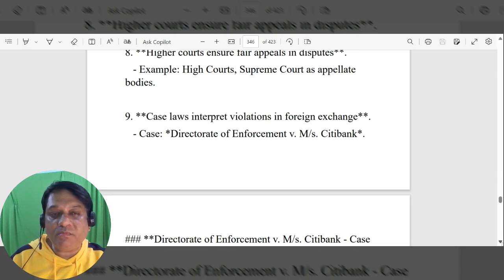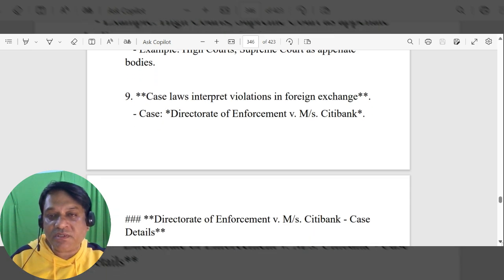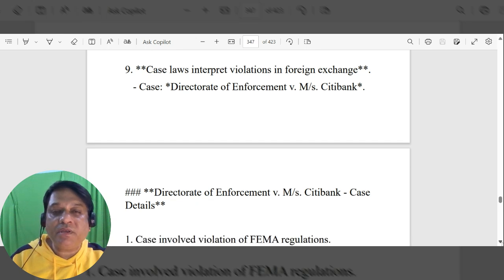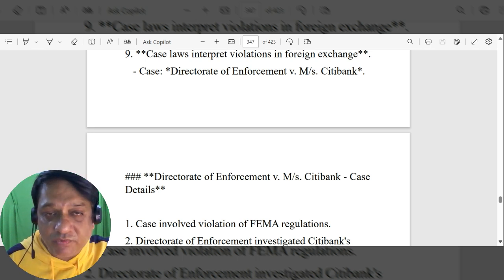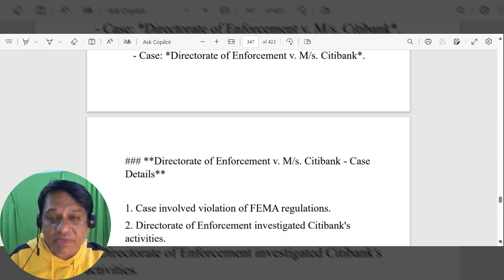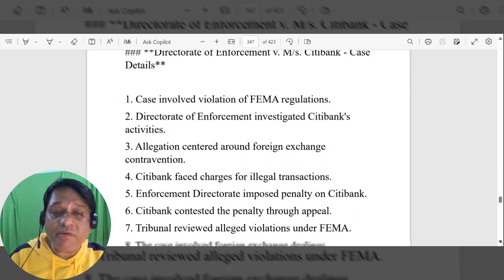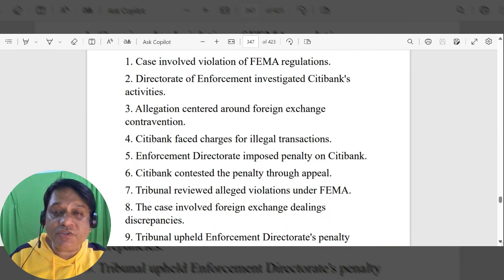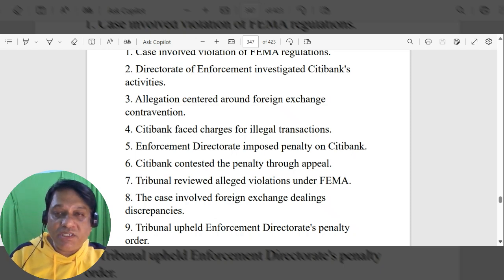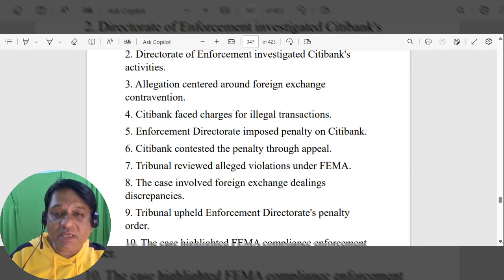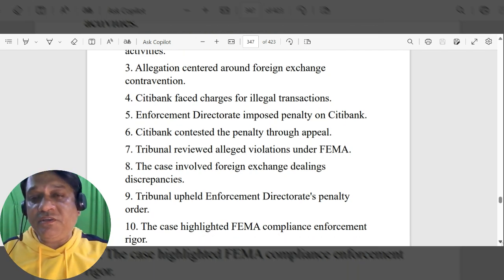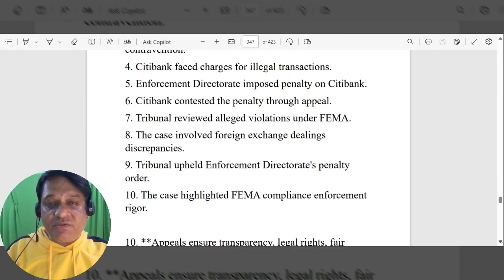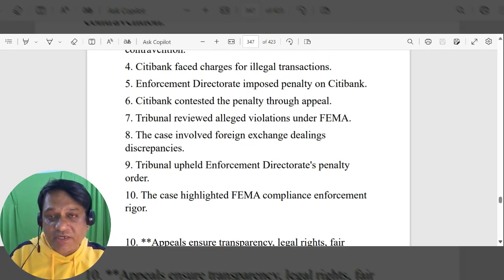High Courts and Supreme Courts act as appellate bodies. Case laws interpret violations in foreign exchange. Directorate of Enforcement versus Citibank. Case involved violation of FEMA regulations. DE investigated Citibank's activities. Allegations centered around foreign exchange contravention.